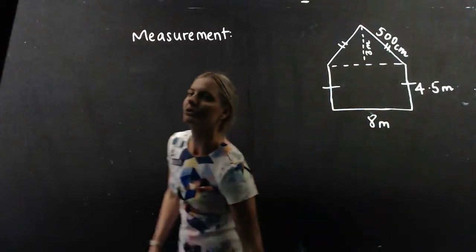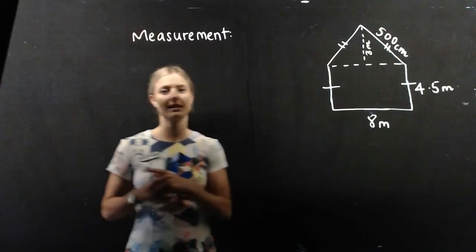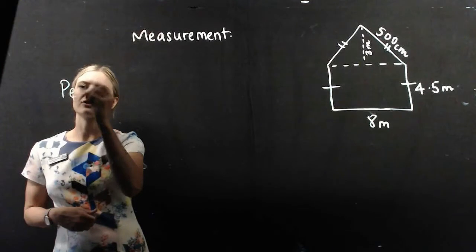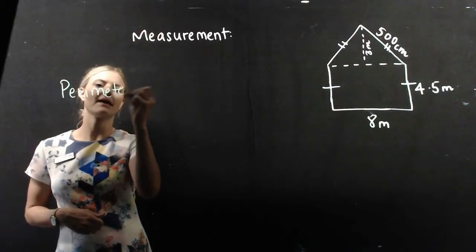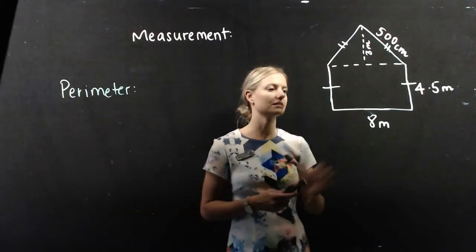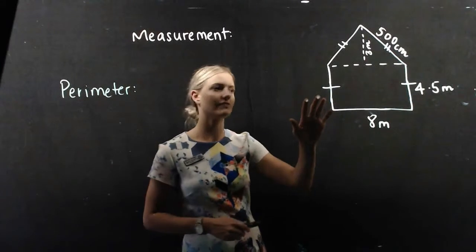Hi, this video will focus on measurement, specifically looking at perimeter, area, and volume as well. When considering the perimeter of a shape, it is calculated by adding the distance of the outside of the 2D shape. In this instance, we've got 8 meters, 4.5 meters, another side 4.5 meters.